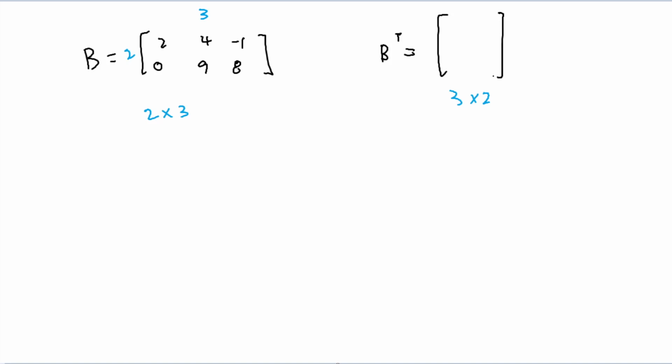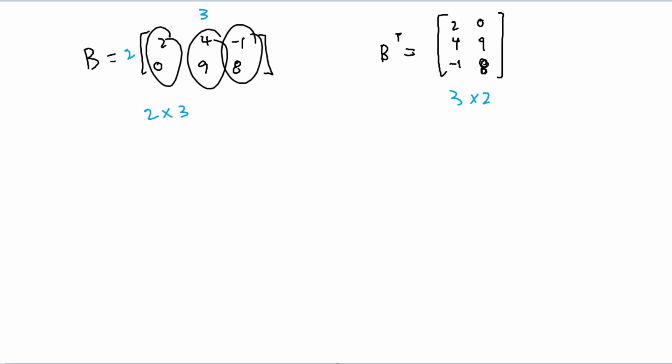Second, we take the same order that we said earlier: your first column becomes your first row. So your first column, 2, 0, becomes your first row. Your second column becomes your second row, 4, 9. And your third column, following the same process, becomes your third row, -1, 8. And that's basically the process of transposing a matrix.